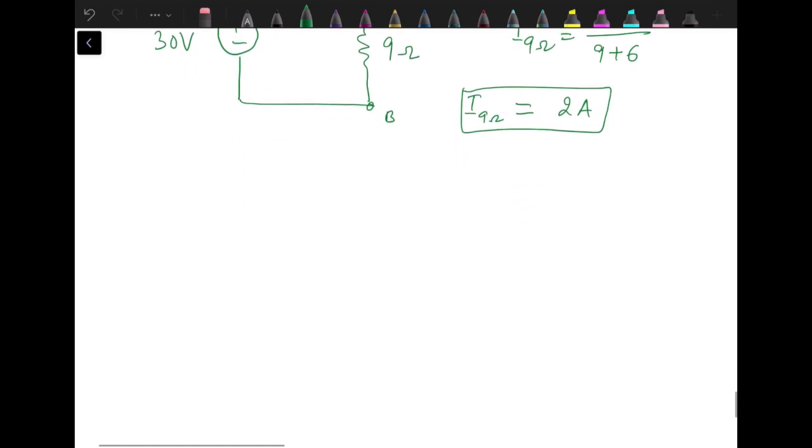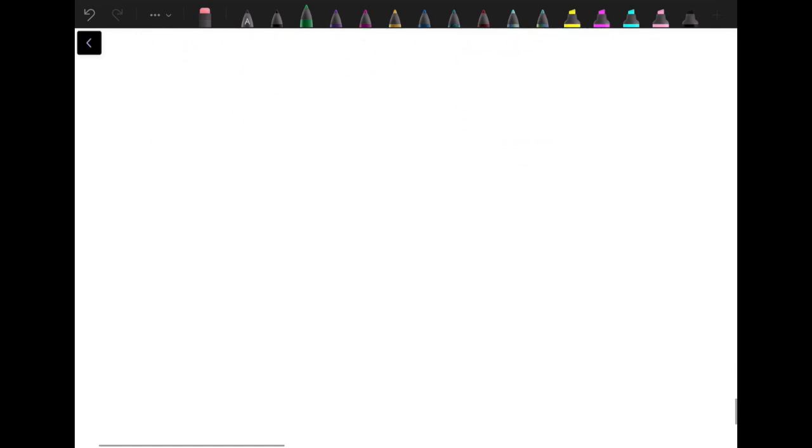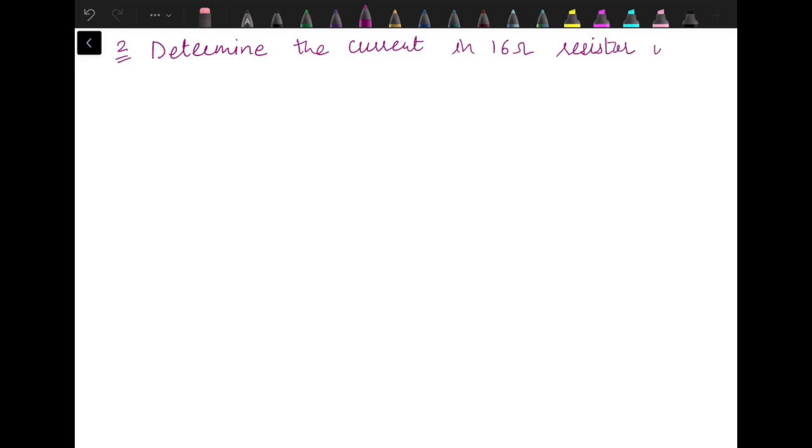Now moving on to the next problem. Problem is: determine the current in the 16 ohm resistor using Thevenin's as well as Norton's theorem, or you can use any one.